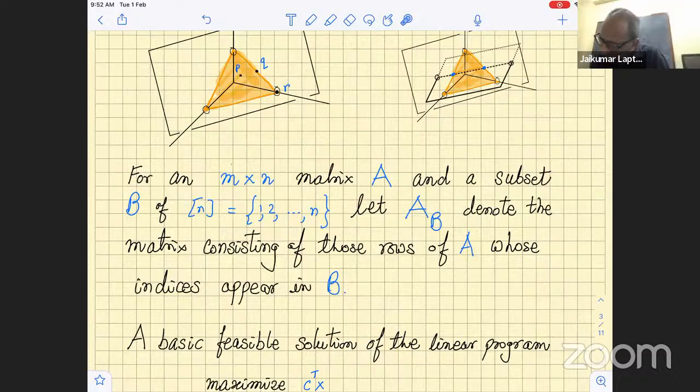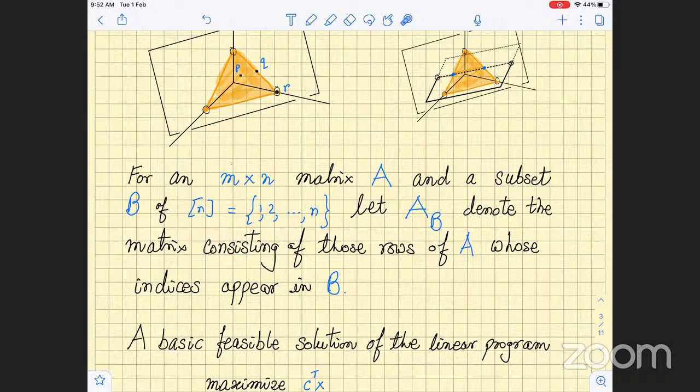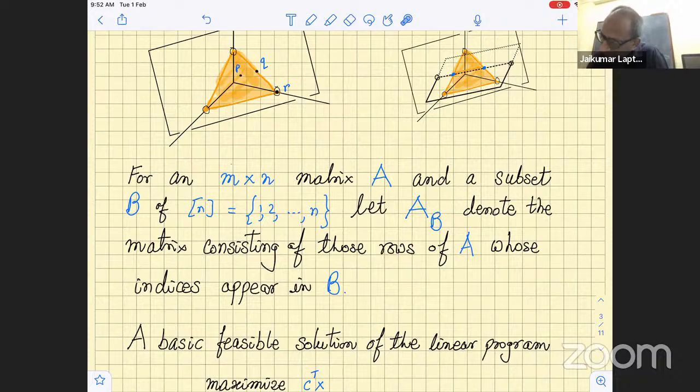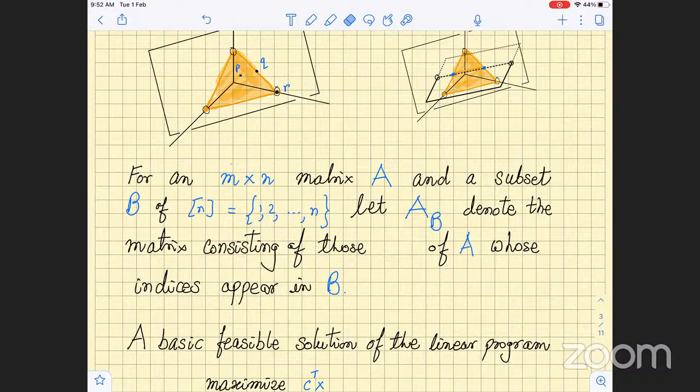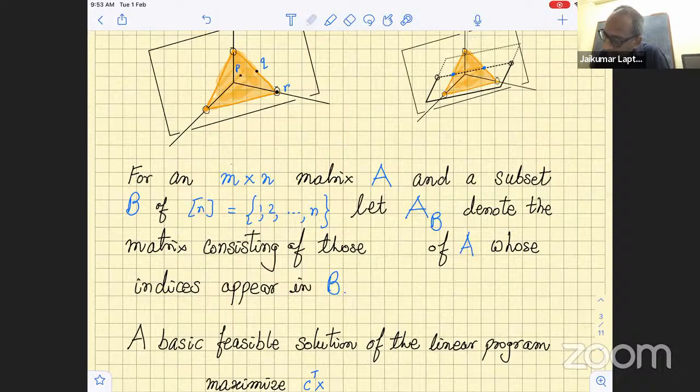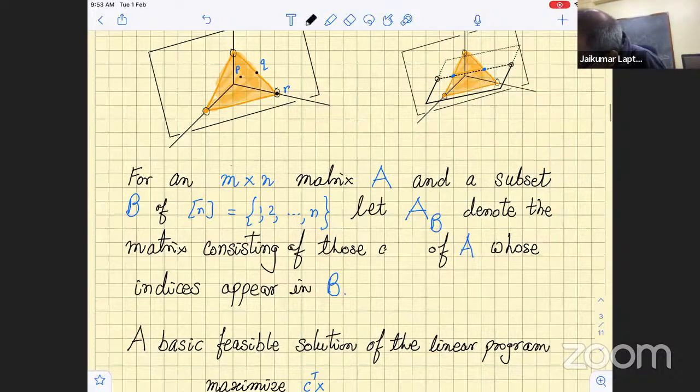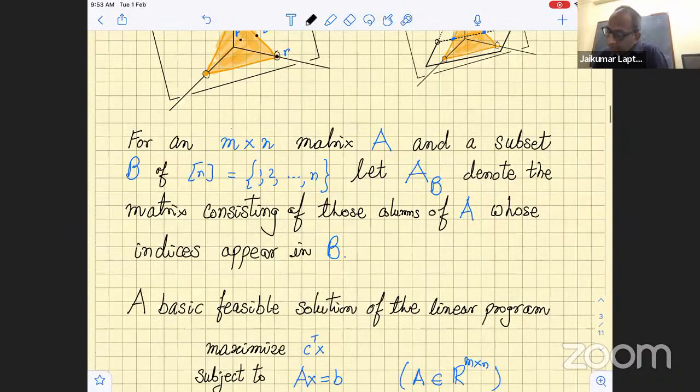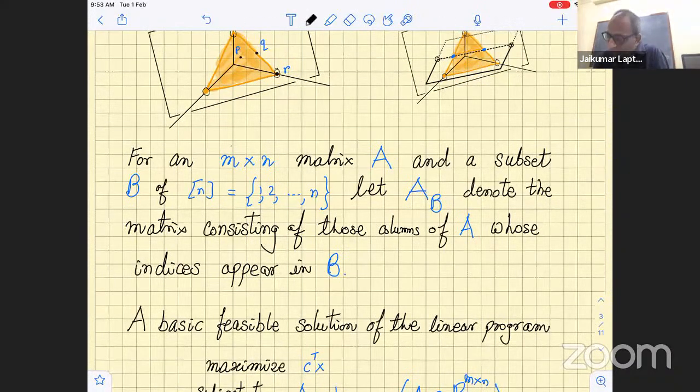Sorry, so what did I write? You wrote consisting of those rows of A whose indices appear. Yeah, this is wrong, I'm sorry. Let me just correct that. So yes, A sub B is those columns of A whose indices appear in B.